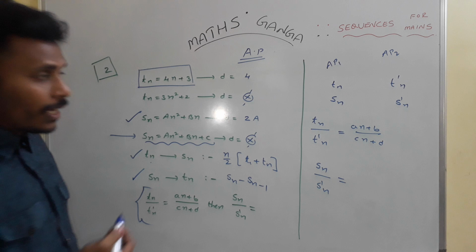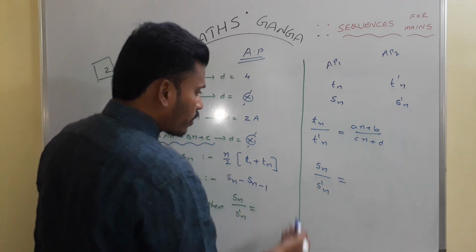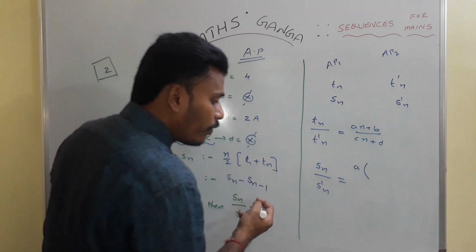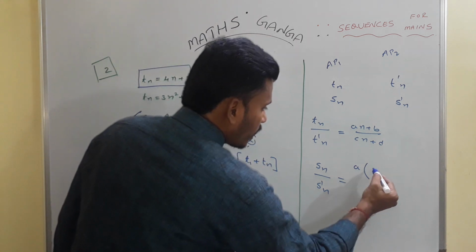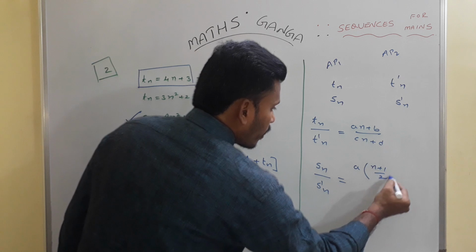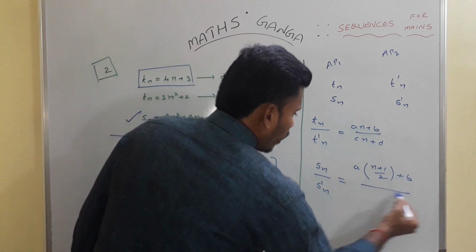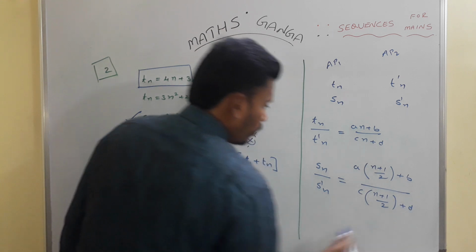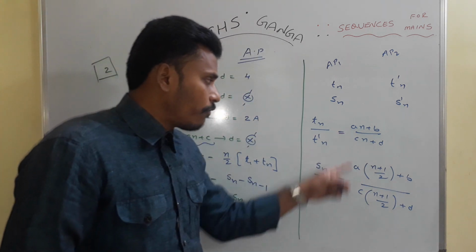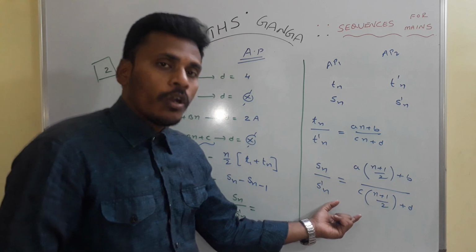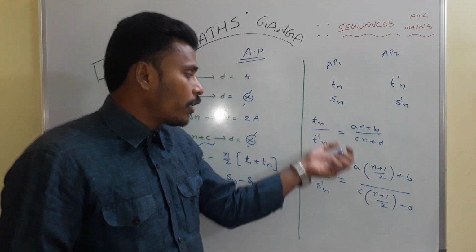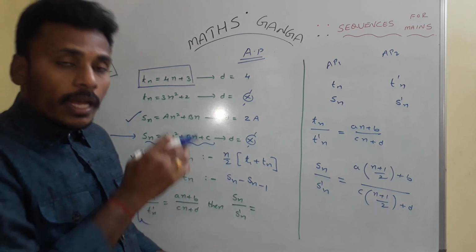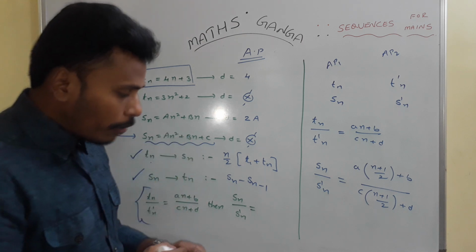two arithmetic progressions. In that case, you just calculate the ratio of the sums of n terms of those two arithmetic progressions by replacing n with n plus 1 by 2, and that is nothing but a times (n plus 1 by 2) plus b, divided by c times (n plus 1 by 2) plus d. Right? If you know this ratio, you will get that ratio, and from that you will get this one also. So these are very basic and very useful ideas regarding arithmetic progressions. And we have some more things.